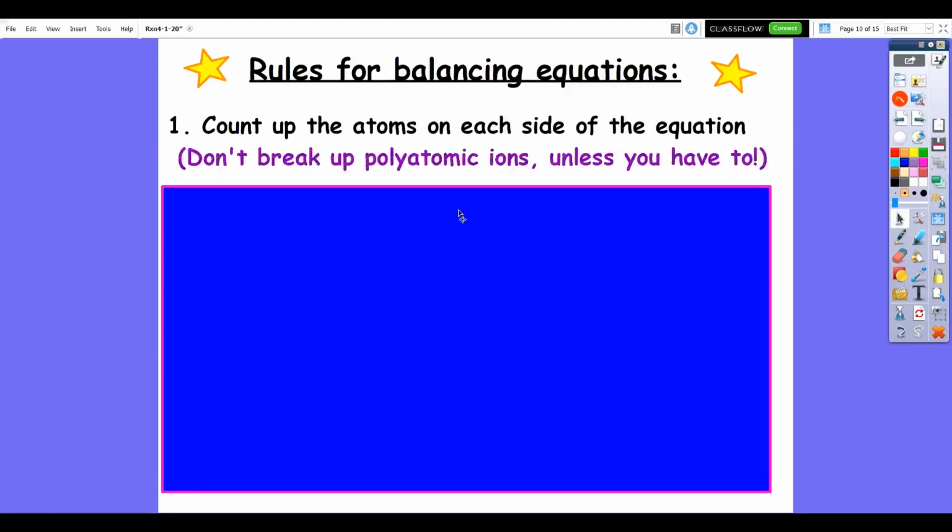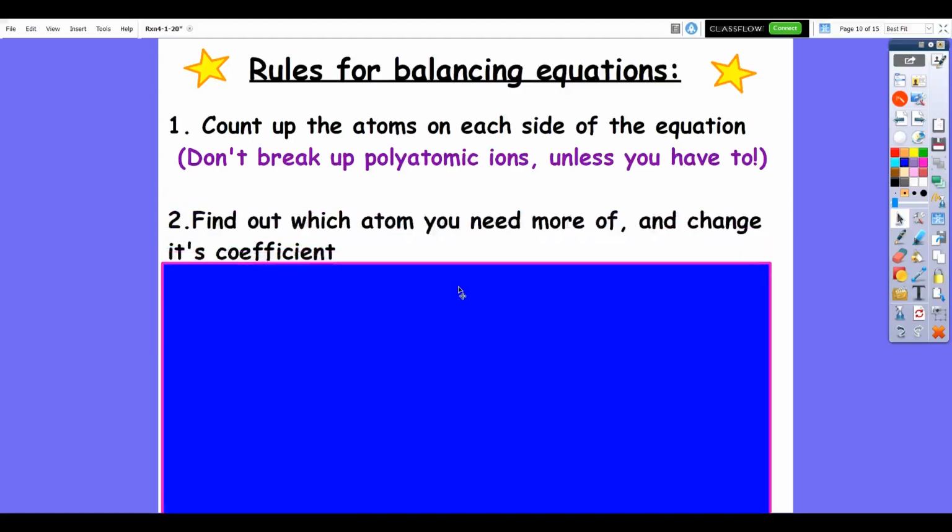Now, almost every rule here also has a sub-rule. In parentheses, I would put: don't break up those polyatomic ions unless you have to. You are most likely not going to get a reaction during this unit where you need to actually break apart those polyatomic ions. If you have a carbonate on one side, you're probably going to have a carbonate on the other side of your equation. So rather than counting it as 1 carbon and 3 oxygens on either side, it's going to make your life a lot easier if you count it as 1 carbonate on either side of the equation.